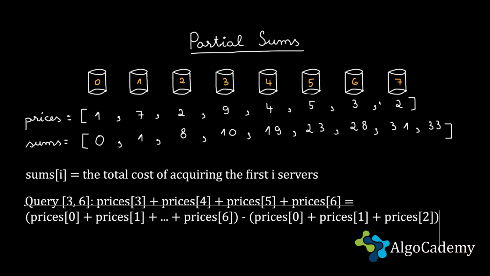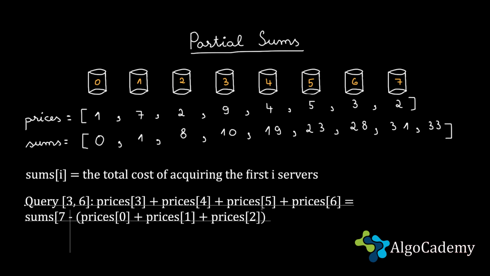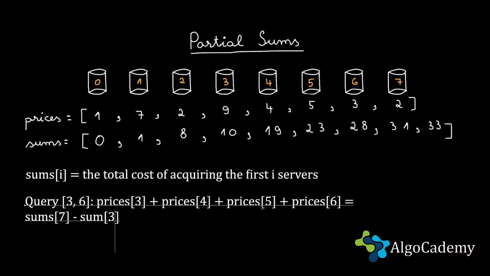All right. And again, this one is the sum of the first 7 servers, right? So from 0 to 6, we have 7 servers. Be careful here. And this is the sum of the first 3 servers, right? So sums of 7 minus sums of 3. So we have yet again sums of right plus 1 minus sums of left. Awesome. Perfect. Let's also see it visually.